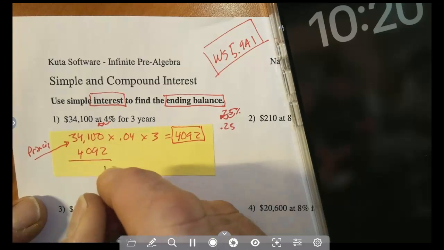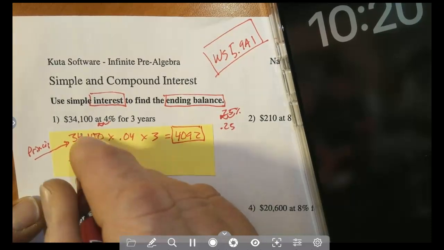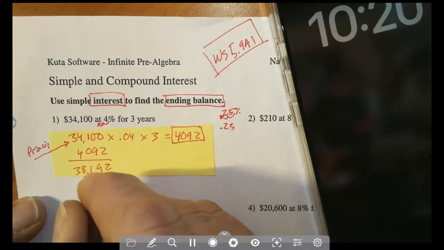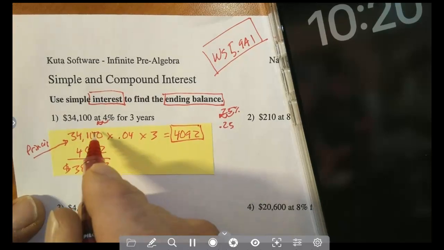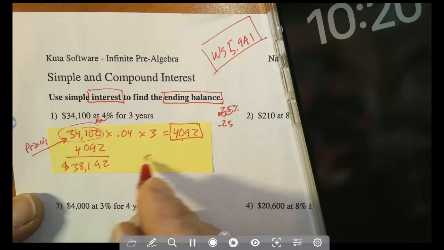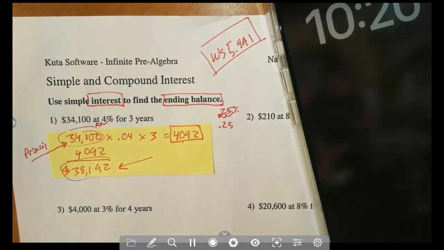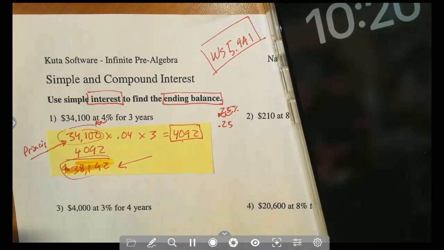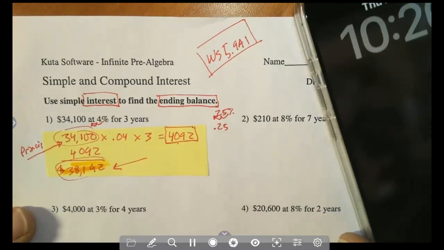So add this up. 0 plus 2 is 2, 9, 1, 38,192. All right, one more time. This is the principal. This is what you started with. This is the interest. This here is your balance, because that's how much money you now have in the account. So you made $4,000, almost $4,100.